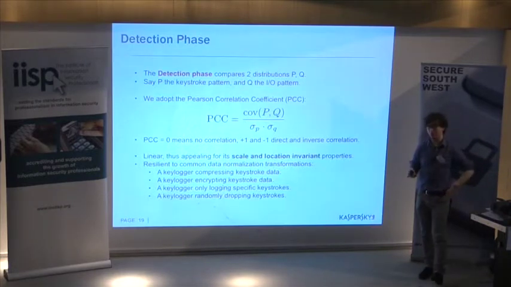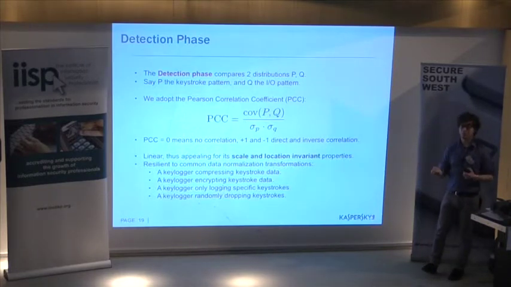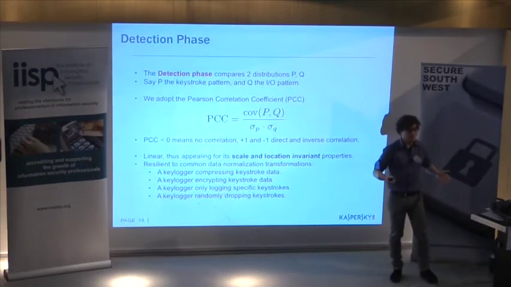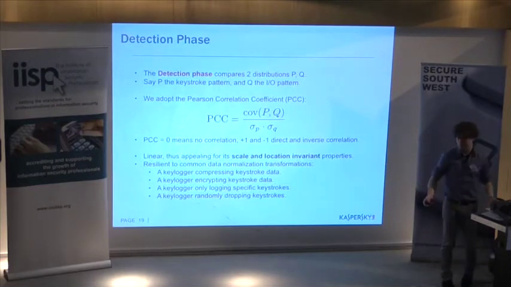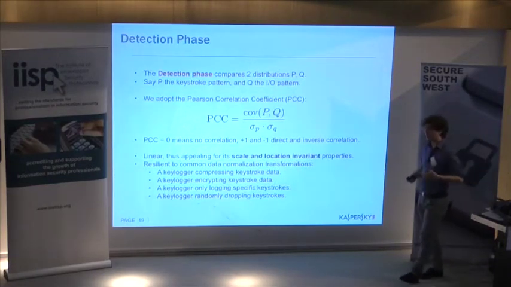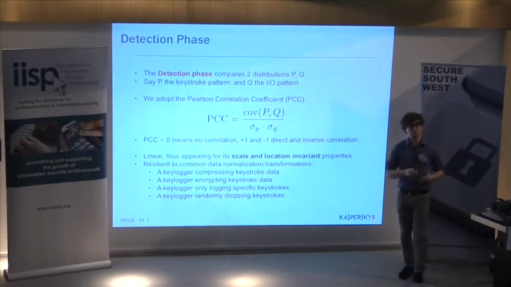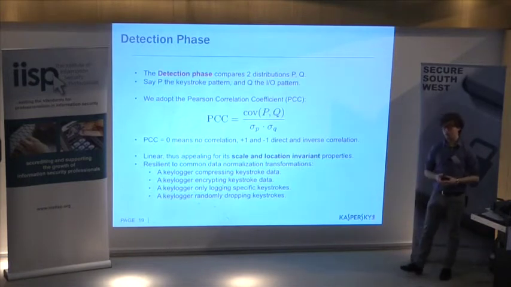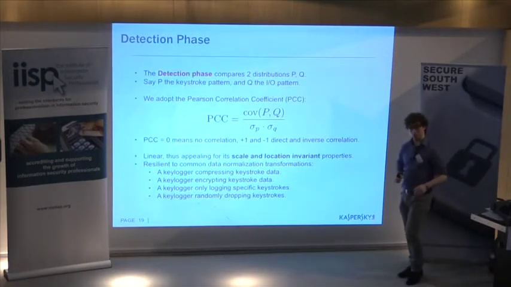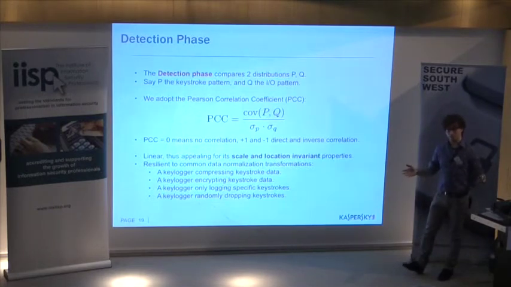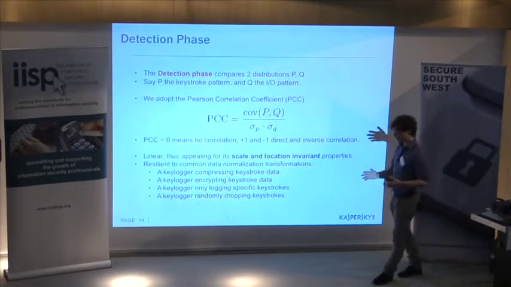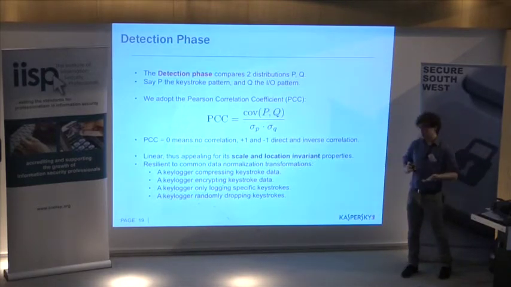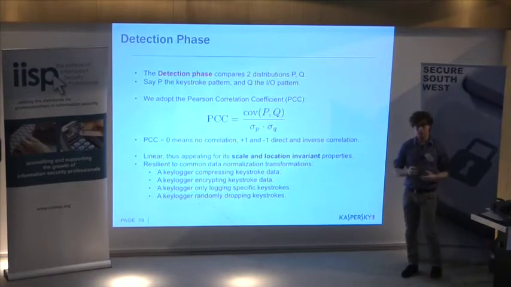It has some nice property. For instance, it's invariant to some transformation of the input. So the reason is, I have a keylogger. The keylogger obviously might encrypt the data, right? It might add some more information about the keystrokes, for instance, the application being used and everything. It might ignore some specific keystrokes. It might do a lot of things. So most of the time, a straightforward technique aiming to compare these two patterns would be thwarted by these kinds of keyloggers.